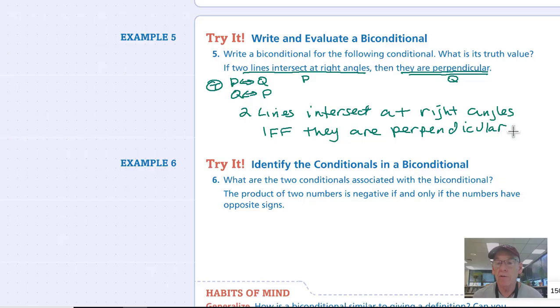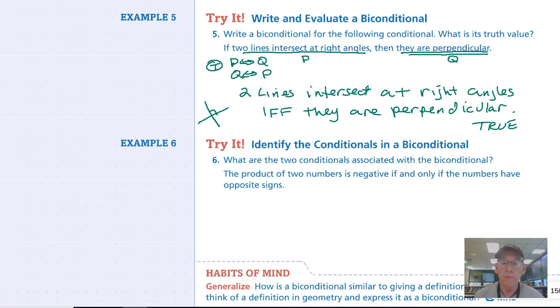This is pretty much our definition of perpendicular lines. So let's see if we can evaluate this. Two lines intersect at right angles. So we got two lines crossing each other, making a right angle. By definition, if they make a right angle, they're perpendicular. So this is a true statement. We also could have written, if two lines are perpendicular, then they intersect at right angles. Two lines are perpendicular if and only if they intersect at right angles would be the other way we could do the biconditional.